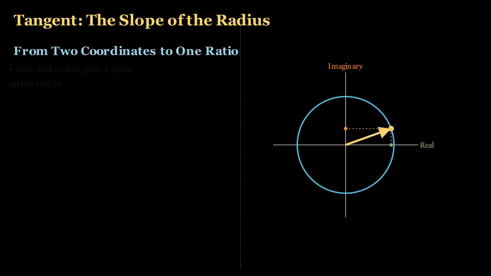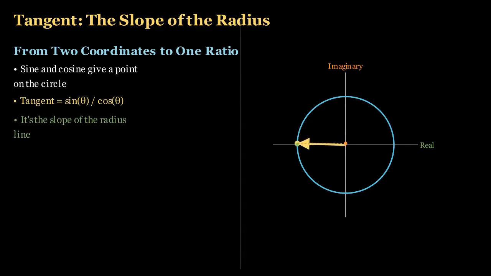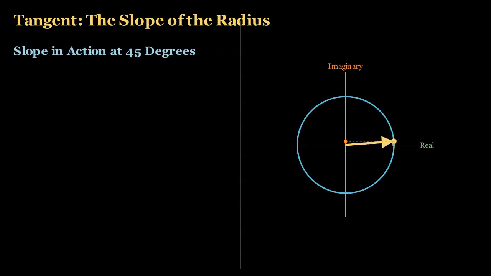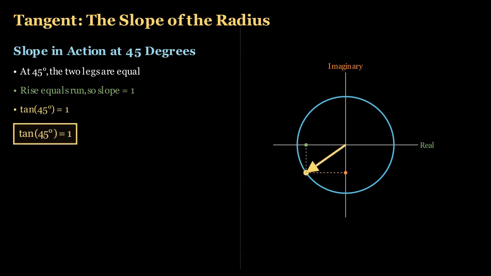We just saw that sine and cosine are the y and x of a point on the circle. Now, divide them. This new ratio, called tangent, is simply the slope of the radius line, rise over run. At 45 degrees, the triangle is isosceles, two equal sides. The rise and run are identical, so the slope is exactly 1. That's why tan 45 degrees equals 1.